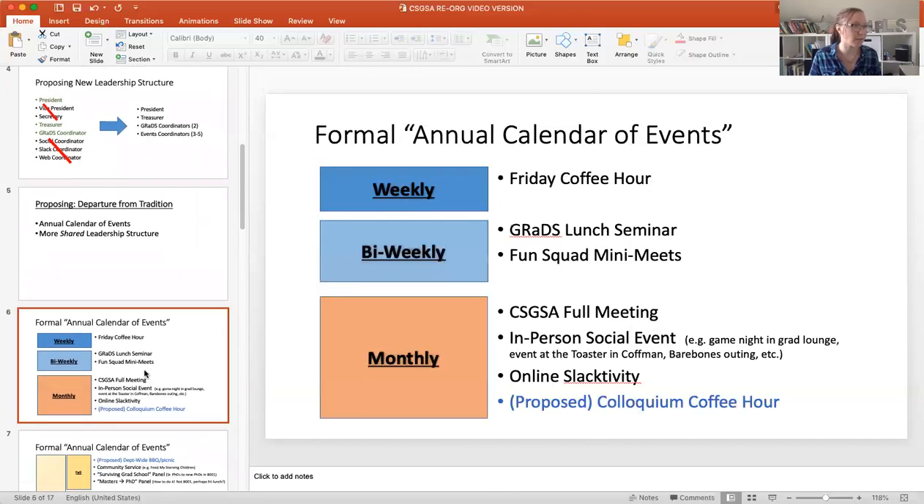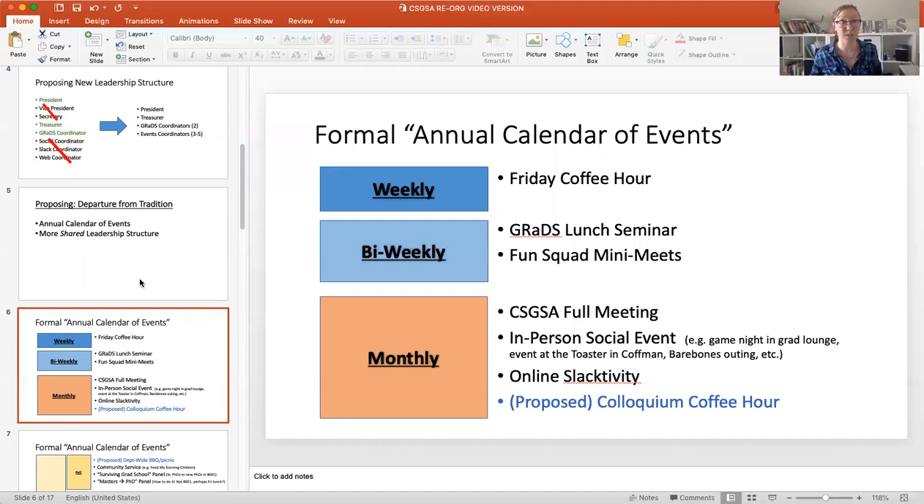So I'll start off by talking about what this annual calendar of events would look like. And you can, by the way, find all this information attached. I've written up documents to support this presentation. So we will be continuing to have our Friday coffee hour, which is every single Friday, well, not right now during the pandemic, but usually on Fridays, we have free coffee and donuts for grad students.